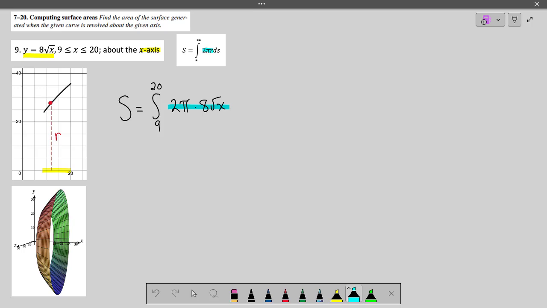Now ds. ds, we just jump back to arc length. We already know how to compute ds from last section. So ds, we have to replace that with the square root of 1 plus the derivative squared, multiplied by dx. So that is just arc length.